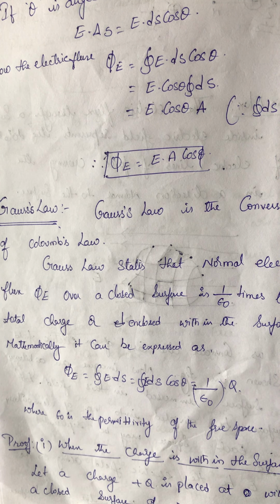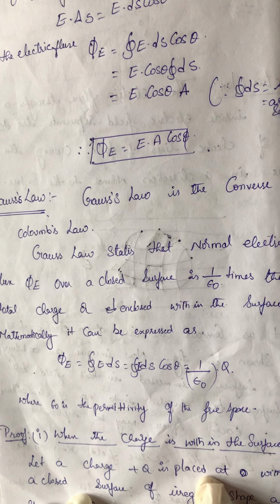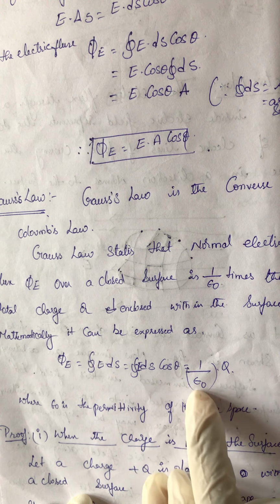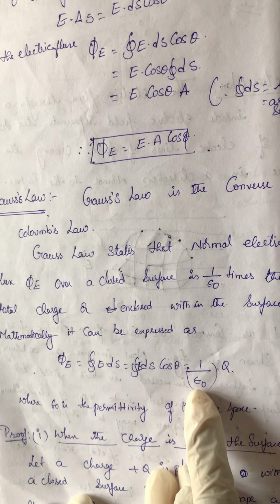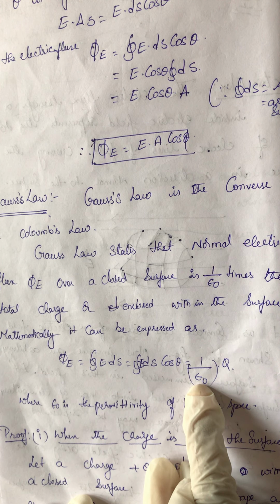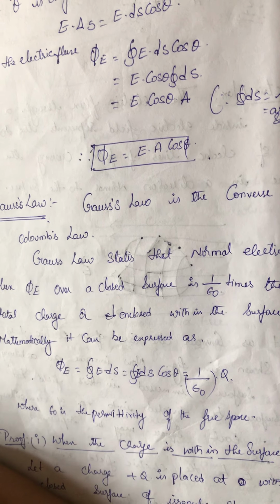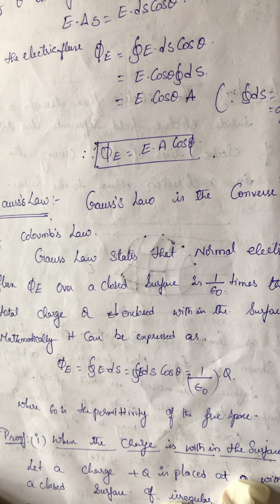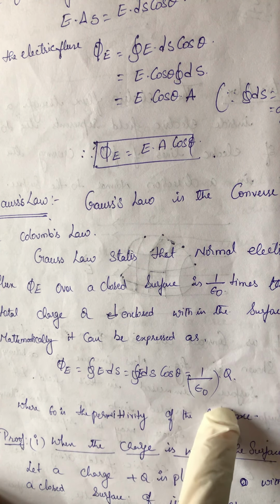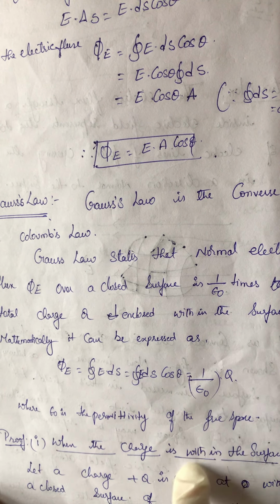Where epsilon naught is what? Permittivity of free space. If any medium is present, then we'll indicate it with epsilon. Epsilon naught is for air or vacuum or free space. Anyway, the Gauss law statement is that the total electric flux is proportional to 1 by epsilon naught times its total charge.